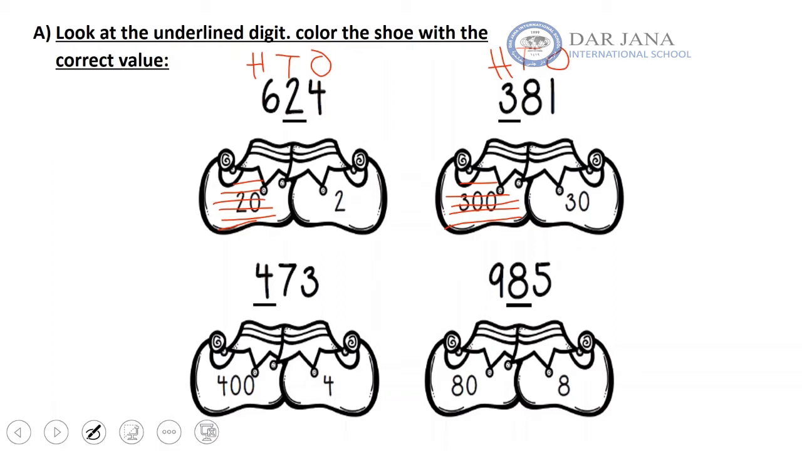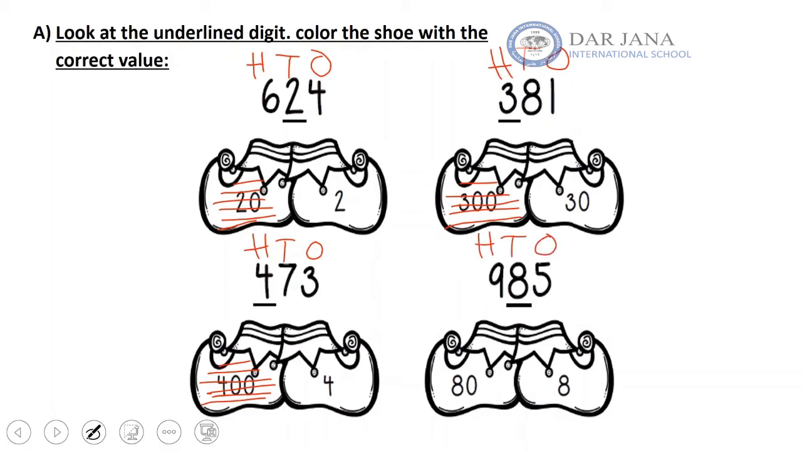473. Let's put hundreds, tens, and ones again. I have a digit under the hundreds family. What's the value of the 4 here? Yes, it's 400. You are not sure? So you have to read it. How do you read it? I read it this way. 473.